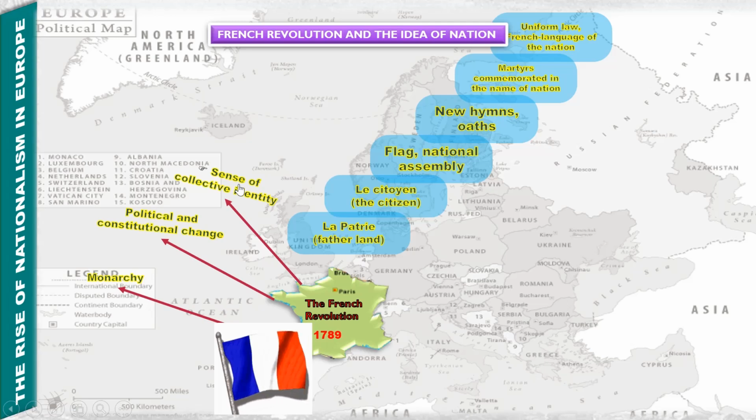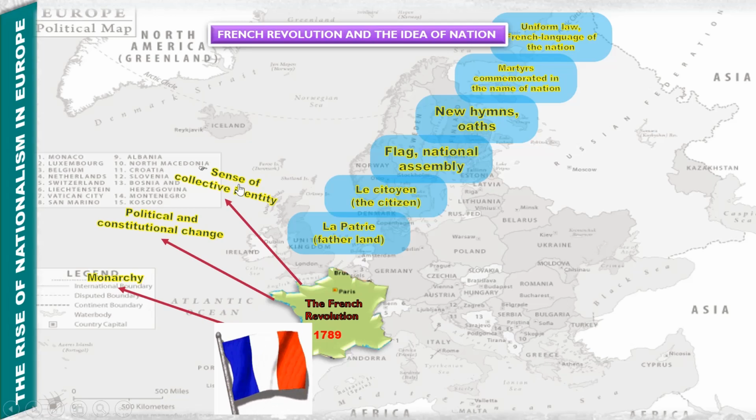A new French flag, the tricolor, was chosen to replace the former royal standard. The Estates General was elected by the body of active citizens and renamed the National Assembly. New hymns were composed, oaths taken, and martyrs commemorated, all in the name of the nation. A centralized administrative system was put in place and it formulated uniform laws for all citizens within its territory.